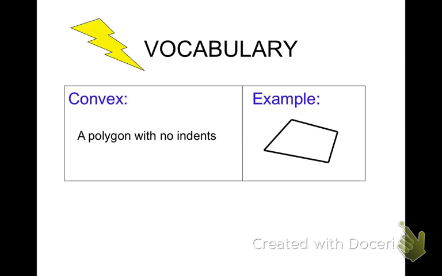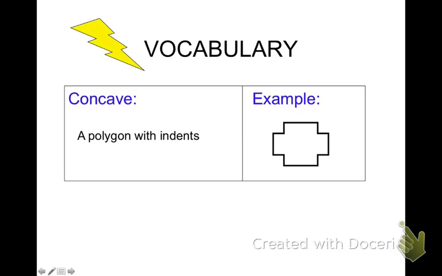Okay, so a concave polygon is a polygon with indents. So envision that giant coming around and punching a cave into the shape. So here I punched a cave in this corner. Here I punched a cave in that corner. Here I punched a cave in that corner. Here I punched a cave in that corner. Okay? So indents versus no indents. Convex versus concave. Make sure you remember that vocabulary.